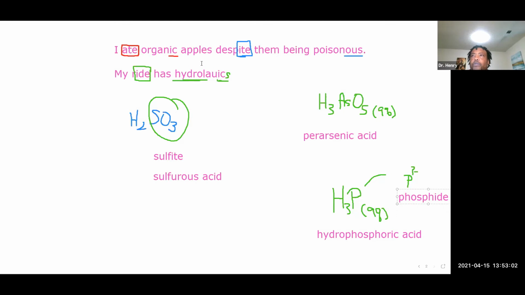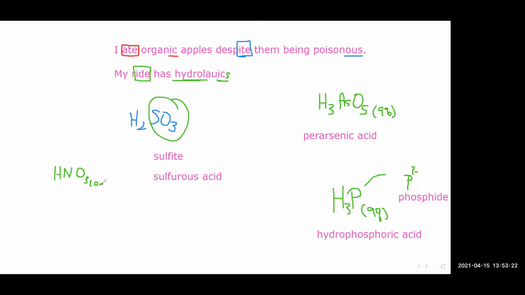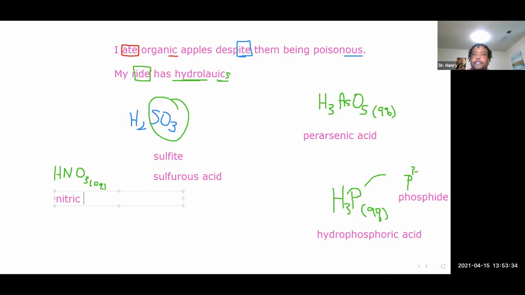Okay, I ate organic apples despite them being poisonous. My ride has hydraulics. Shift command 4. Go ahead and copy this. Okay, so what is this acid called? All right, HNO3. So we don't say hydro. Is it nitric acid? That is correct. Yeah.